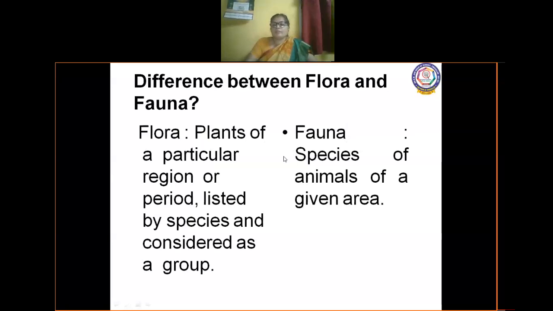Difference between flora and fauna. By now, you could have understood that a forest is a place where both flora and fauna are prevailing. So their lives are existing. Now, flora means plants, as I mentioned. In a particular region or period, it is listed by species, and the number of varieties of trees and plants are told, and there are grasses, bushes, shrubs, etc. Now, fauna means the species of animals of a particular area too. So fauna is nothing but the animals and birds.